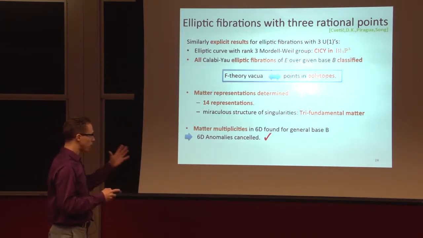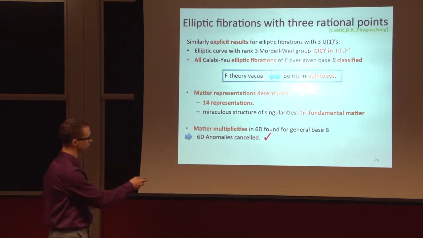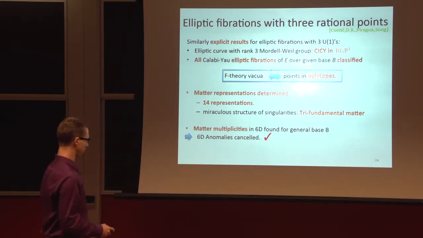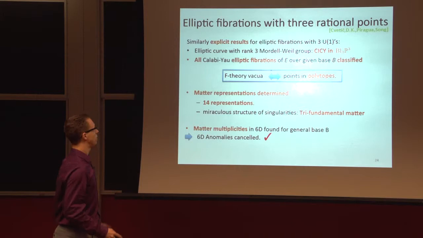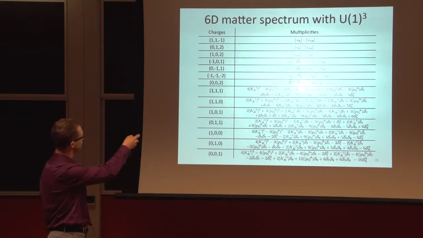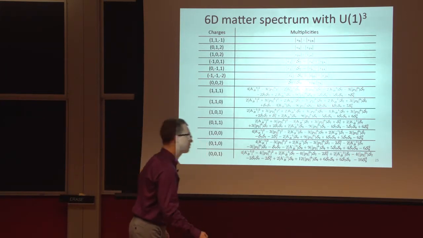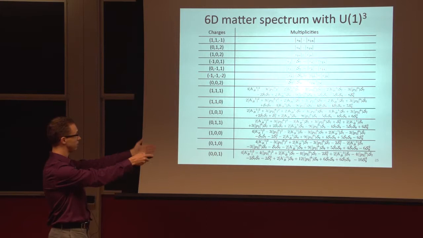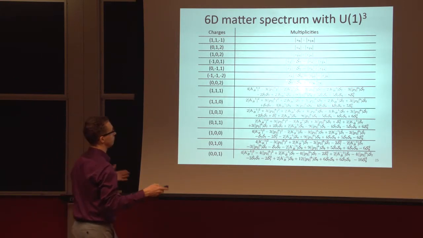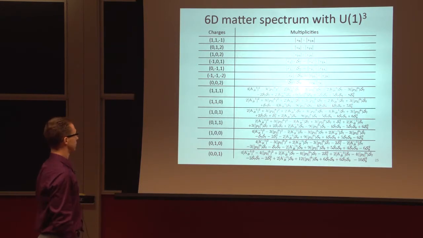And I would like to just highlight one piece here, namely that there's a very miraculous structure of singularities of this elliptic fibration that leads to the presence of tri-fundamental meta representations. Then you can go on and work out 6D meta multiplicities and check that anomalies are cancelled. So this is just to show you how these formulae look at the end. Here you have the 14 representations. You have the meta multiplicities all parametrized in classes of the base. And at the end of the day, you can add all these expressions up, put them in the anomaly equations, and you get a vanishing result at the end. So all this algebraic geometry actually yields well-defined effective theories.